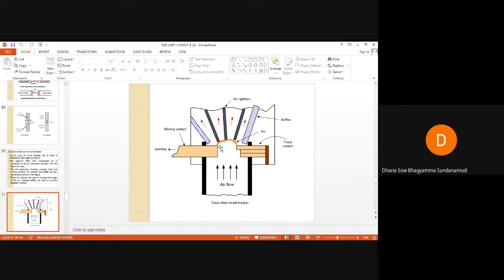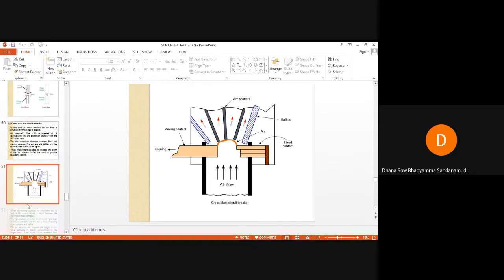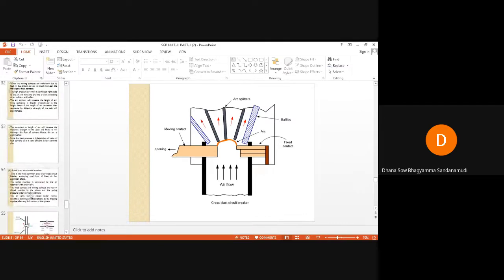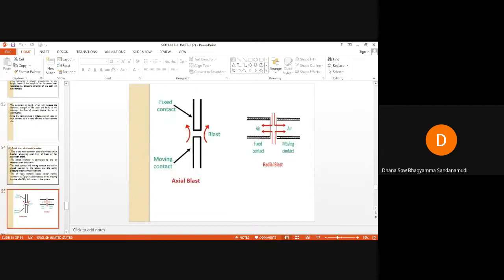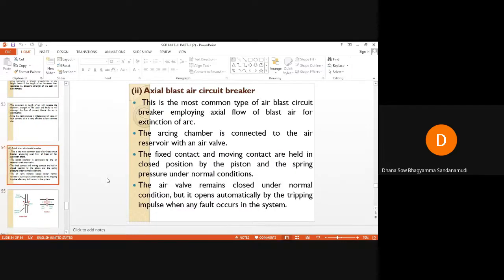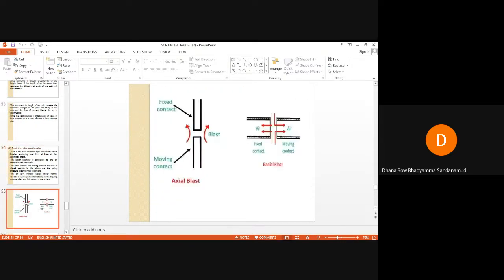Since the blast pressure is independent of the value of the fault current, this method of arc interruption is very efficient even at low currents. The procedure is almost the same as what we have already discussed in the case of air brake circuit breakers. Next one is the axial blast type air blast circuit breaker.